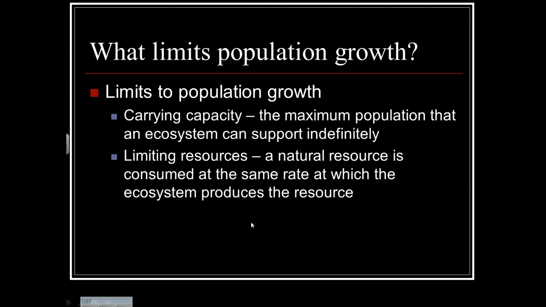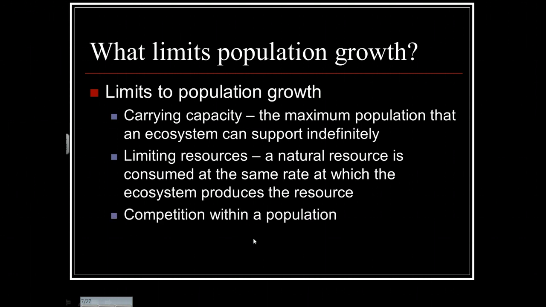Another limit to population growth is limiting resources. That's talking about natural resources again, when they're consumed at the rate at which the ecosystem produces them. If you have something like grass, something that grows, the time involved in the production of that resource determines how fast the population is going to grow. We're going to be looking at some of these concerns when we take a look at your textbook tomorrow when you're in class.